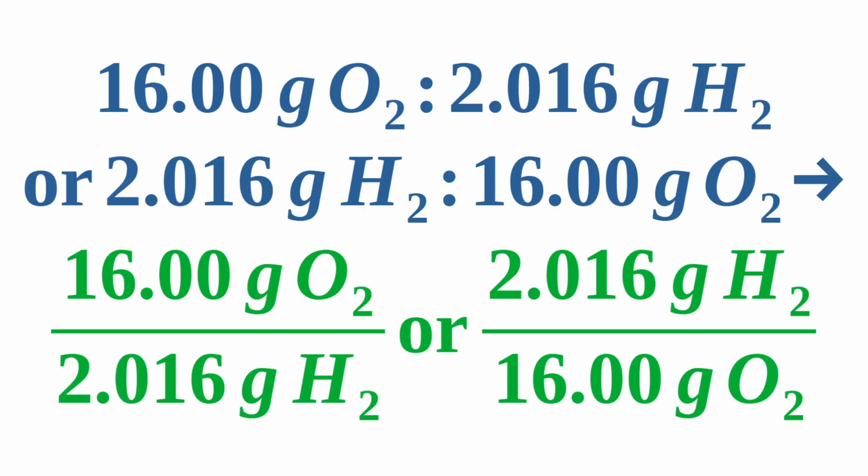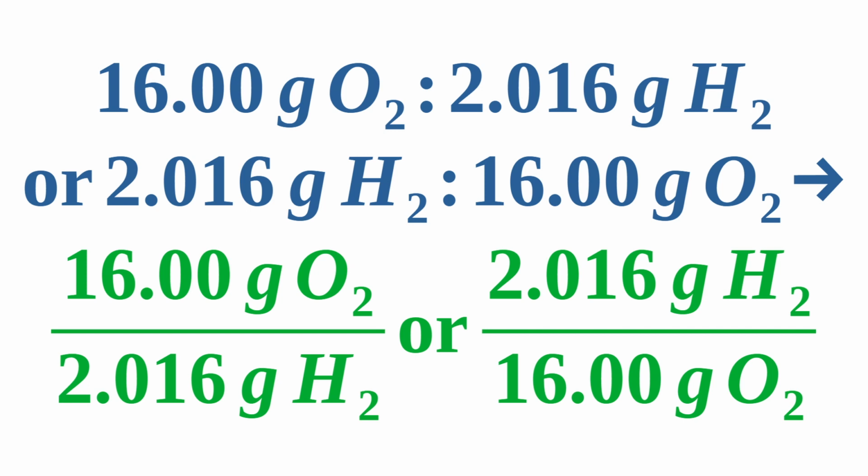Notice that a ratio can be written in two ways, namely in the above case 16.00 gram O2 to 2.016 gram H2, or it can also be written as 2.016 gram H2 to 16.00 gram O2. Therefore, from any known ratio, one can always construct two possible conversion factors.